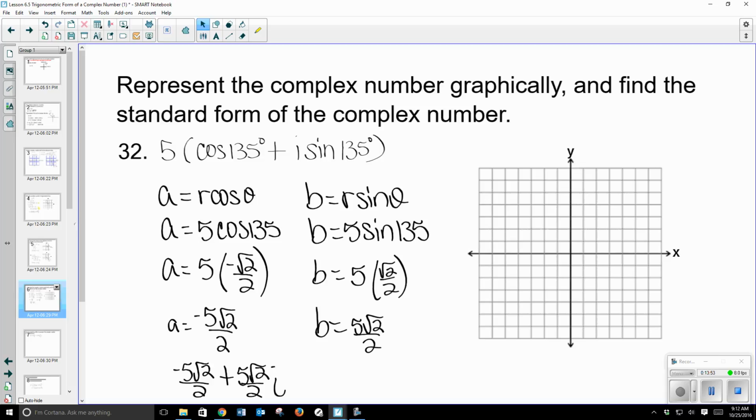If you need to graph it, which we could have done first, you might want to change that to a decimal number. Negative 5 root 2 divided by 2, so it would be negative 3.54 plus 3.54i. So that would be easier to graph.